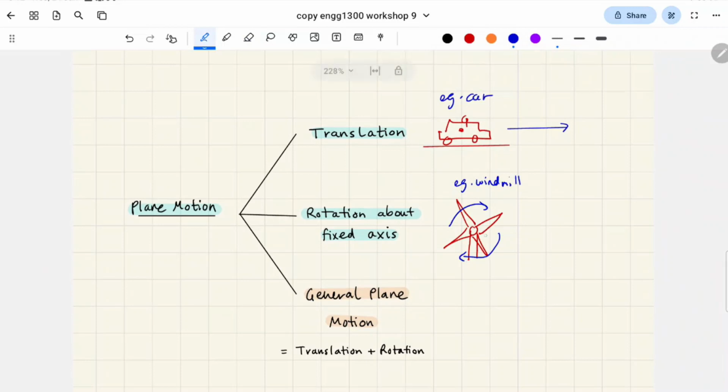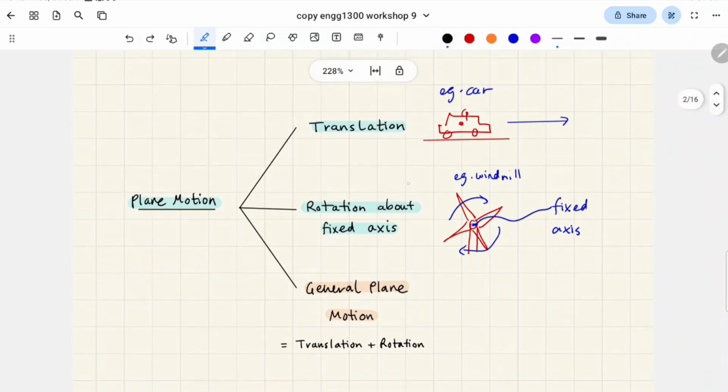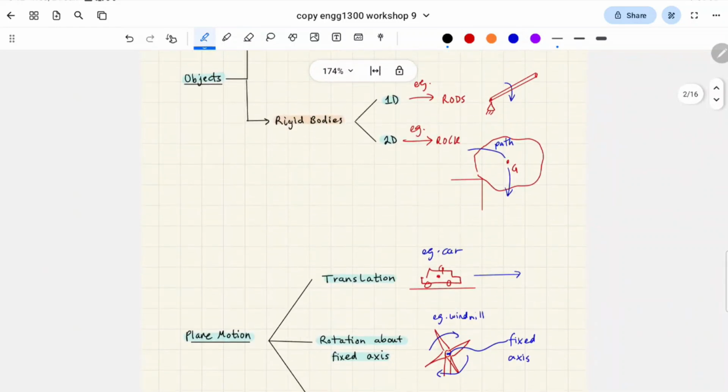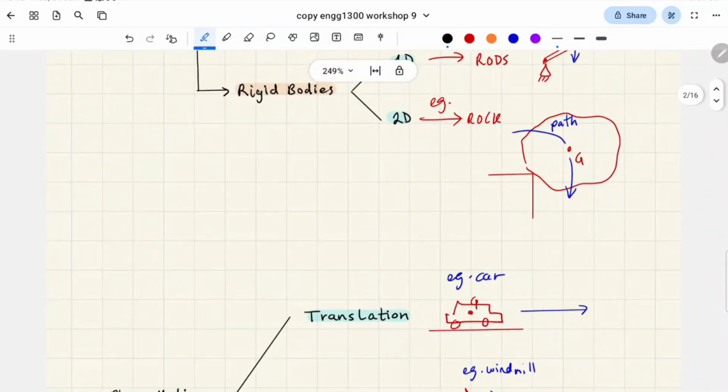Right? Where you have this fixed axis here, which is kind of where these fan blades are spinning around about the ends, right? And so that's what you would consider rotation about a fixed axis. The drawing I drew earlier of this rock is another example of rotation about a fixed axis, right? It's about this cliff edge, right?